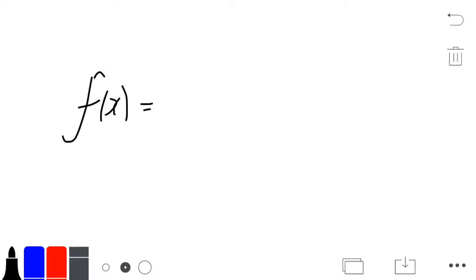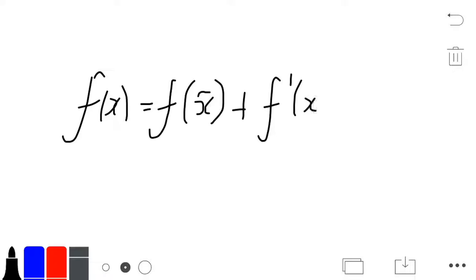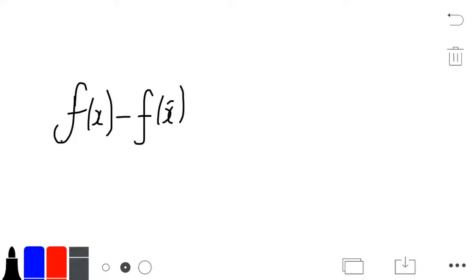f of x equal to the approximation of x at our point x tilde plus the derivative at x tilde multiplied by the difference in x. And we can also look at the relative error of f of x, that is f of x minus our approximation divided by f of x.